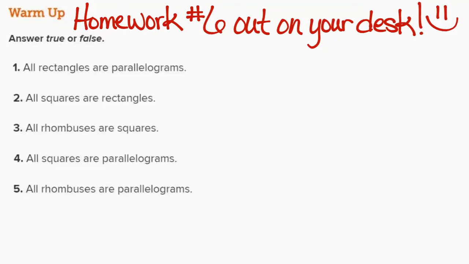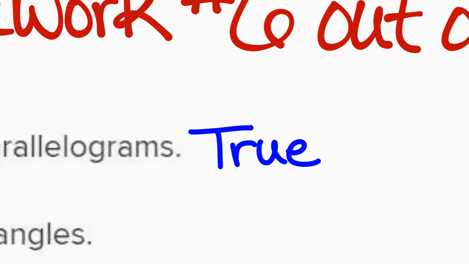All right. 5 more true-false questions like yesterday's warm-up. Number 1, all rectangles are parallelograms. Is that true or false? That is true. A rectangle is a parallelogram that has 4 right angles.